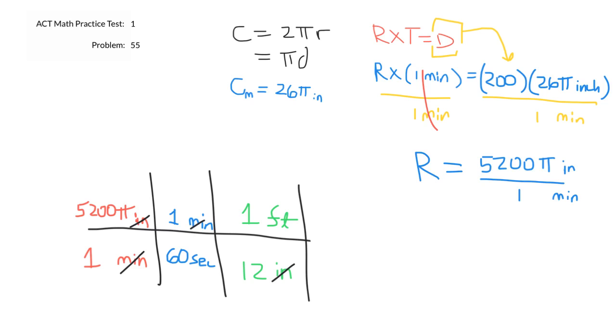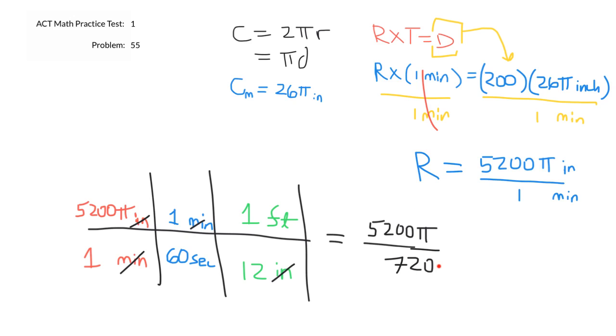Once we multiply straight across, it's going to be a fraction, right? It's going to be 5,200 times 1 times 1, 5,200 pi, I should say. So that's 5,200 pi all over 1 times 60 times 12. Well, that is 720.